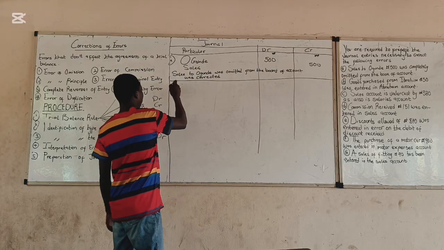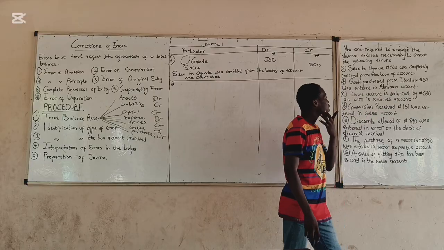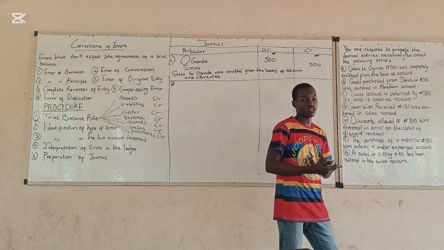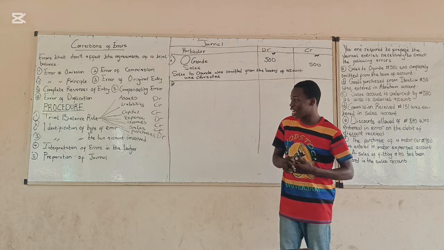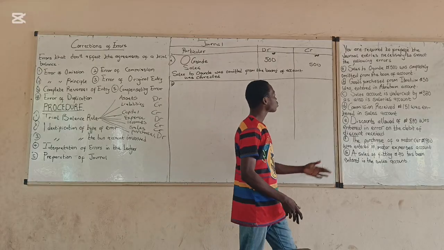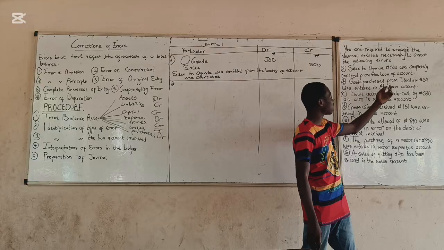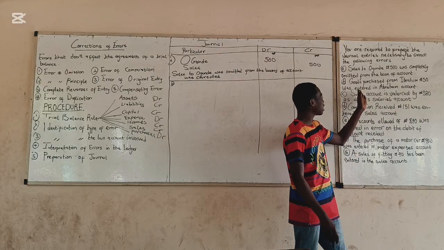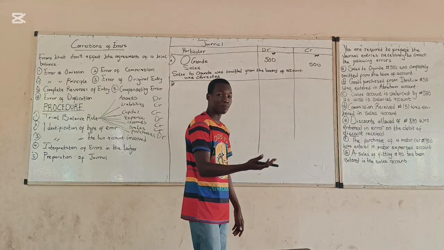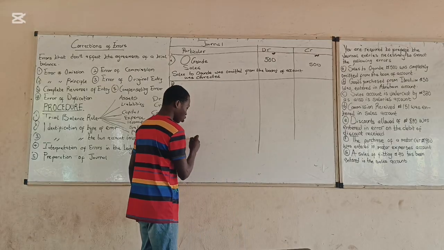Now let's move to the next one, B. Goods purchased from Ibrahim 300 naira was entered into Abraham account. So what is the error here? The error of commission. They entered it into the wrong person's name. You purchase goods from Ibrahim. Do you get it now? When you purchase goods from Ibrahim, let's draw it out on our board.